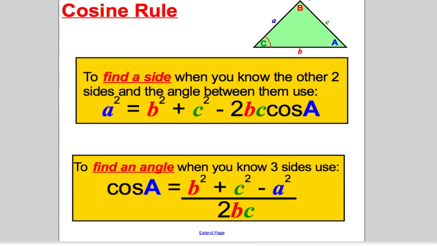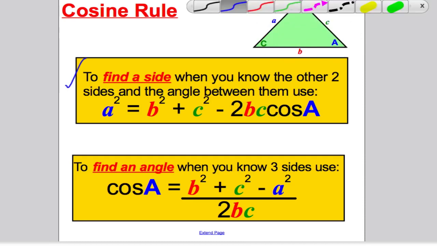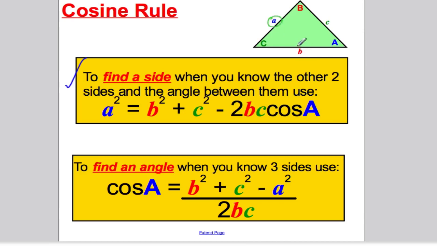Let's say you know sides B and C, and you know the angle in between. You need to know the two sides and the angle in between. That helps you work out this missing side. That's the first version. The second version is if you happen to be told all three sides. If you are told all three sides, then you can work out any of the angles. You can work out any of the angles if you know three sides, and here are the formulas for them.